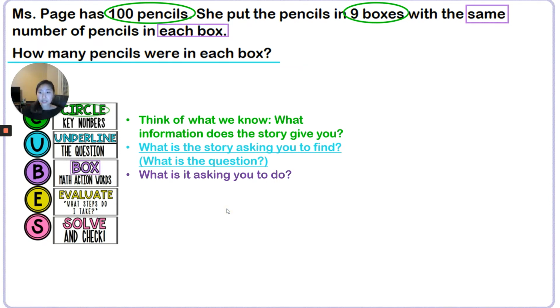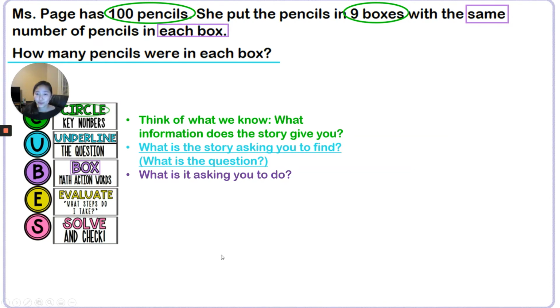So right now, think of this in your hand. Think of 100 pencils in your hand. It's not even enough to fit in your hand. That's a lot of pencils, so you probably need both your hands. You have 9 boxes in front of you. How are you going to split that up? Think about what you did with the pepperonis yesterday.